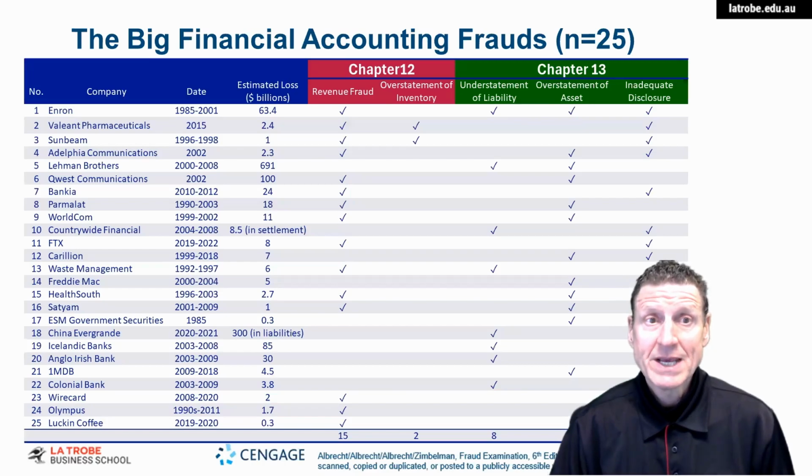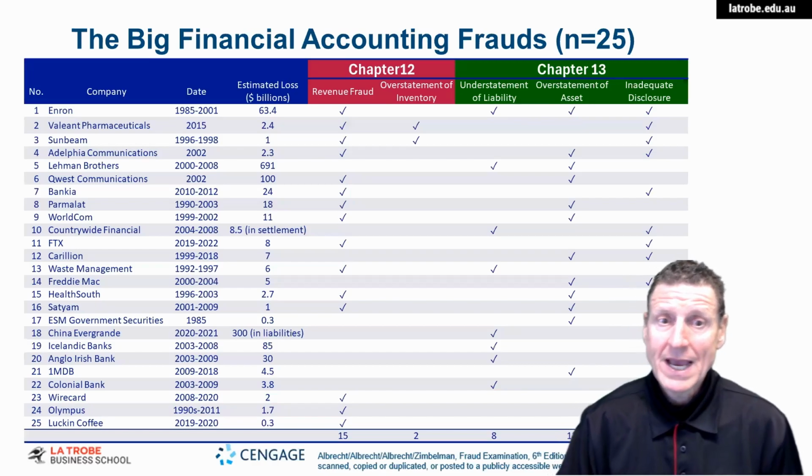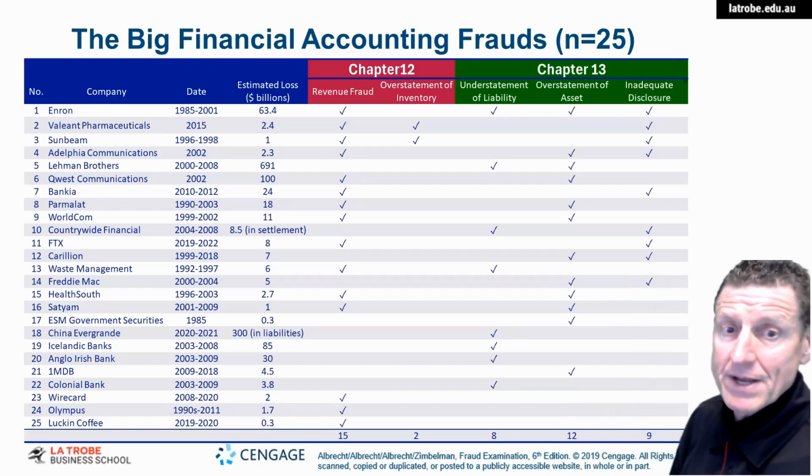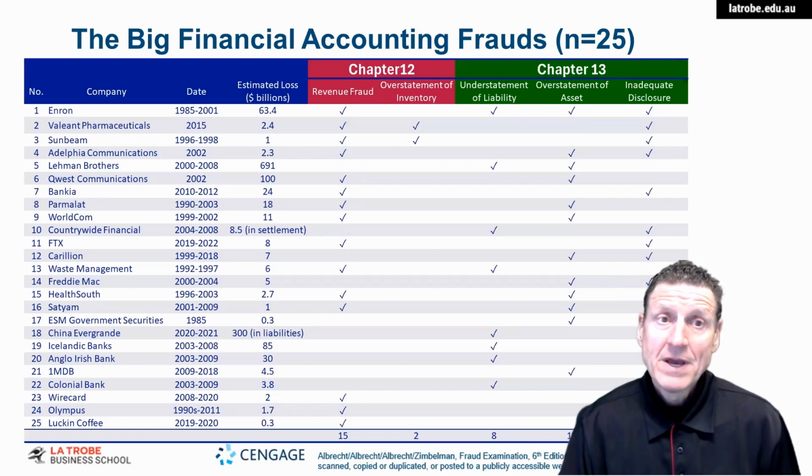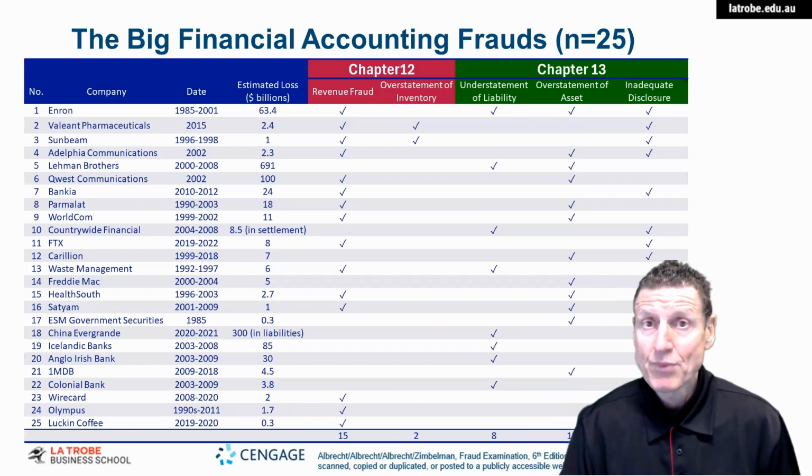Okay. As you can see, we can count 15 out of the 25 had revenue-related frauds, 2 inventory, 8 had understatement of liability, and 12 had overstatement of assets, and there were 9 inadequate disclosures among them. The ones I put near the top have 3 or more of these problematic types of frauds, Enron being the most famous one, having 4, but Valeant Pharmaceuticals and Sunbeam definitely had 3, and Adelphia Communications, Lehman Brothers, and following on from that had 2. Then we go down from China Everglade, and all those below that just had 1.